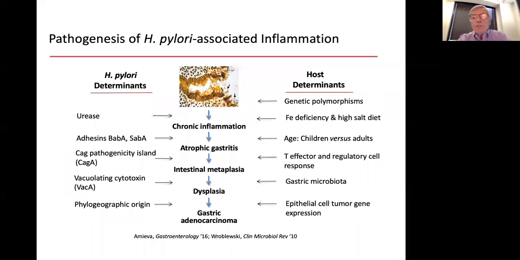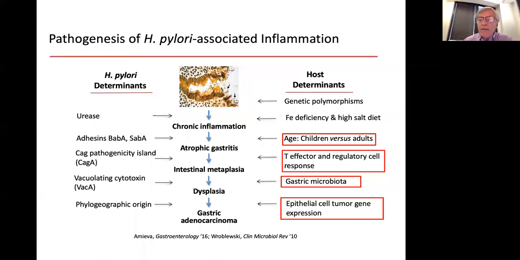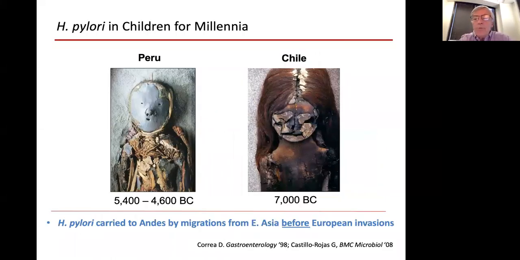So what about other determinants? There are a number of host determinants, including genetic polymorphisms in some of the immunoglobulins and some of the cytokines, including IgA and TNF. Iron deficiency and a high salt diet promote progression through the cascade, and there are a number of other factors, including age, T effector and regulatory cell responses, the gastric microbiota, and epithelial cell tumor expression. My laboratory has actually studied these latter four, and I'd like to quickly review them.